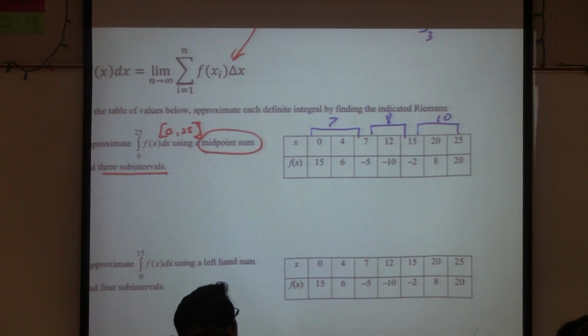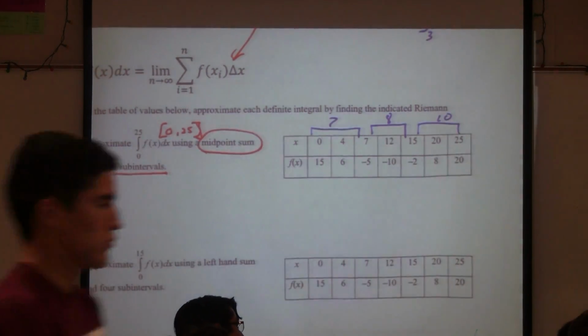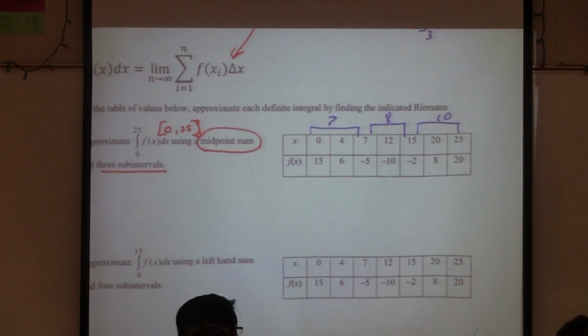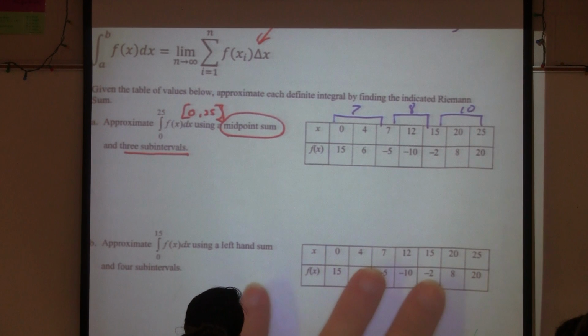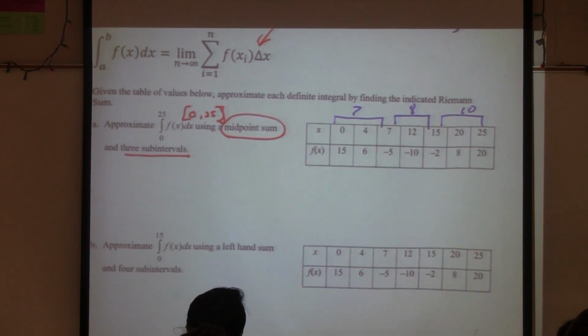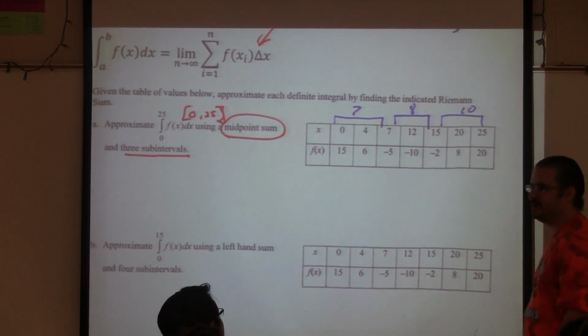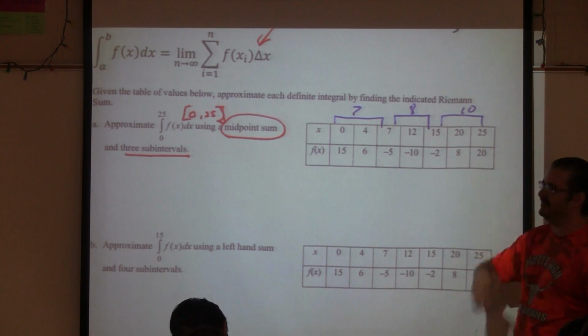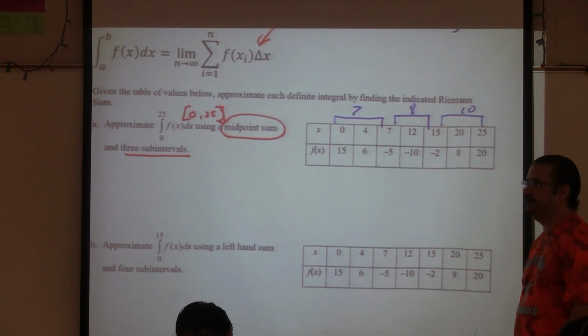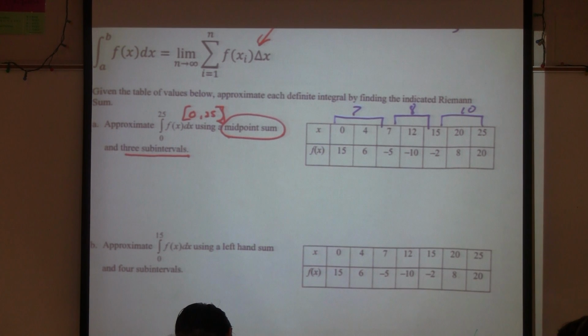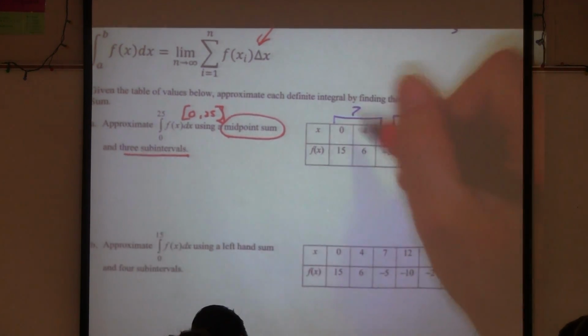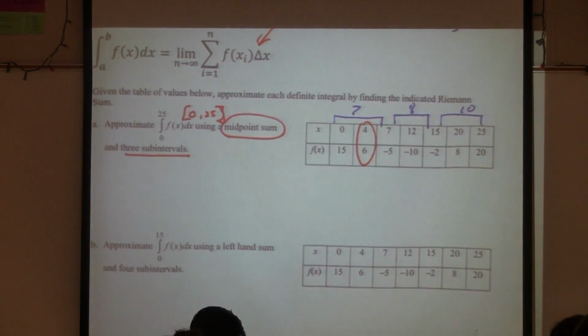Now, if they asked us to use a midpoint, what would I have to use for the first one? What's in between 0 and 7? 3.5, but is 3.5 on my table? No. So I have to use the next best thing, which is what? 4 and 6. Do you understand?